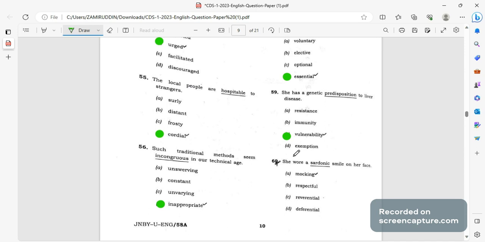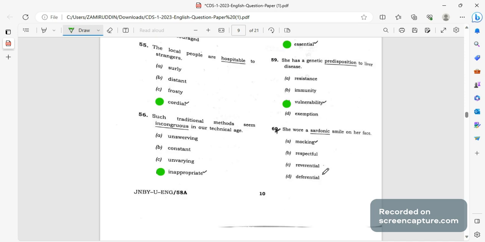Let me check the correct answer. I think vulnerability is when some person, vulnerability which means that you are suffering from that disease genetically.